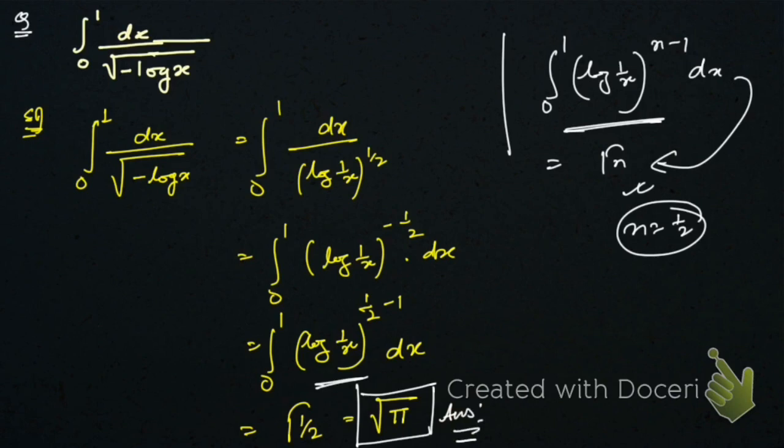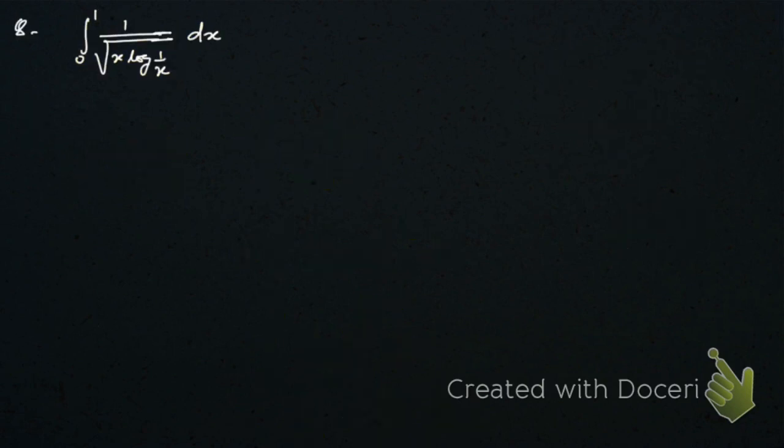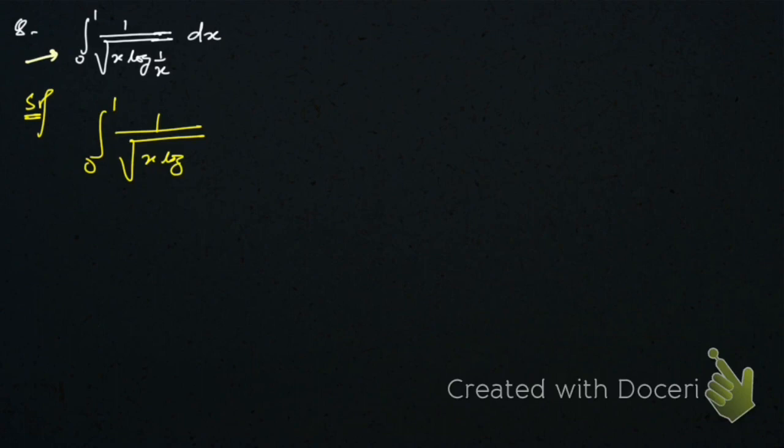Hope you have understood. Now let's move on to the next question. Now you see, this is the next question. Here we're going to solve integration 0 to 1 of 1 by root over x into log of 1 by x dx, right? This is what we have got.